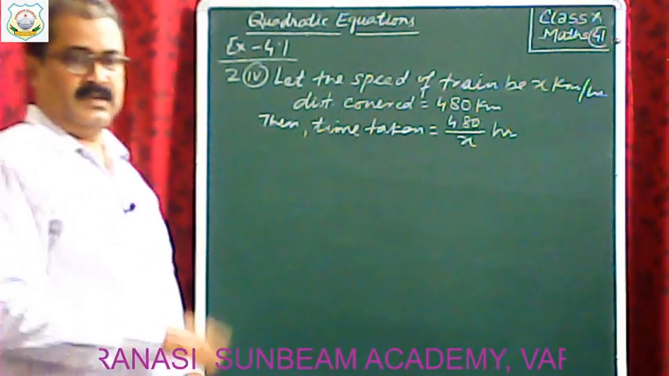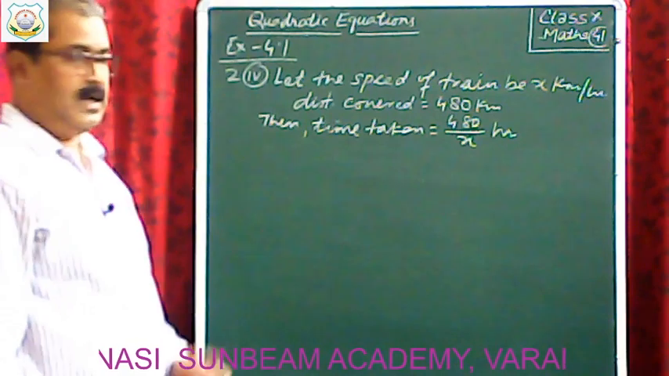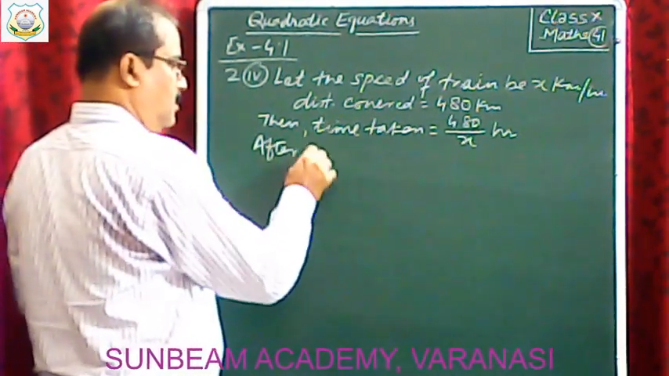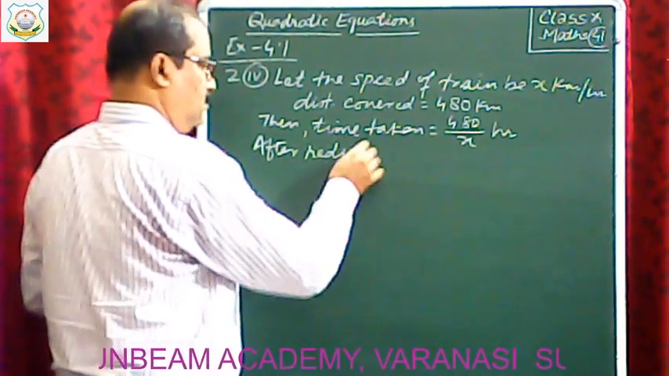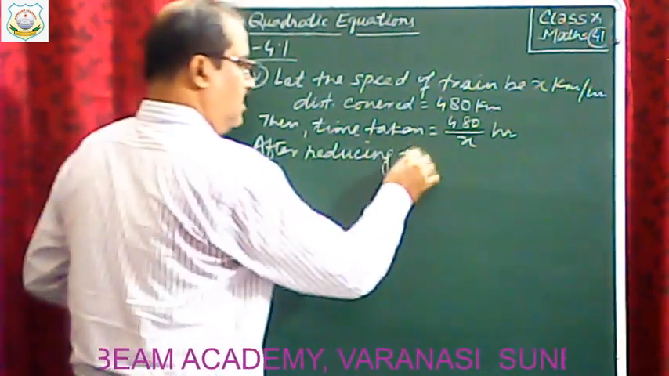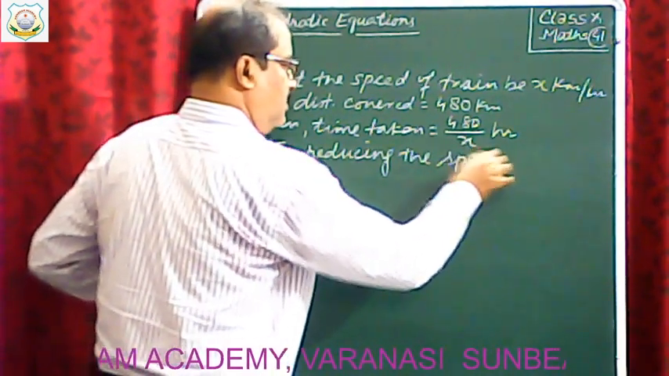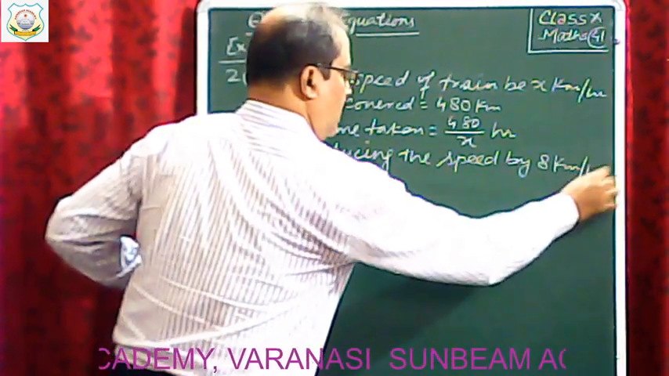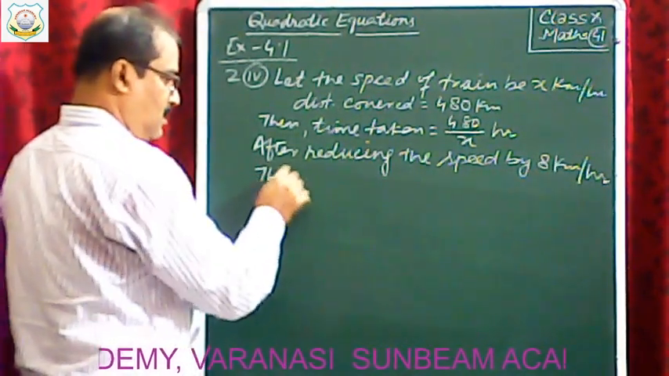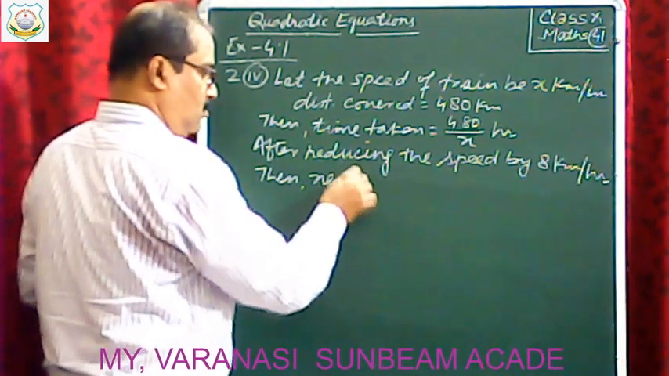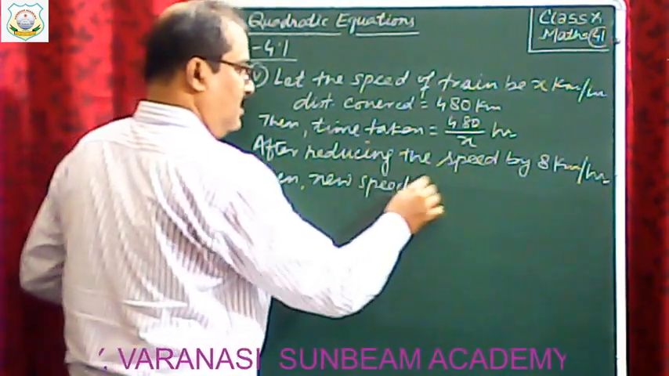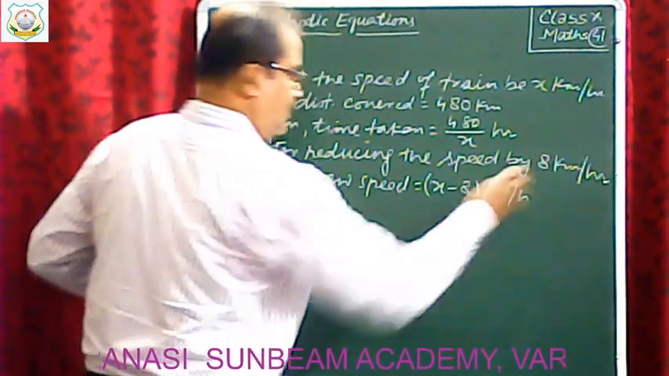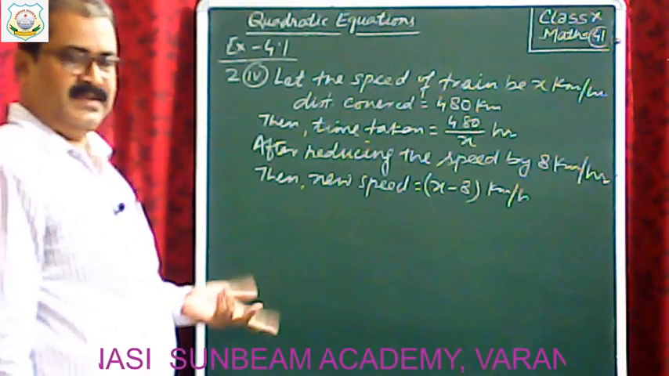Okay, after reducing the speed by 8 km per hour, you have to write: after reducing the speed by 8 km per hour, the new speed is x minus 8 km per hour. Okay, distance remains same.